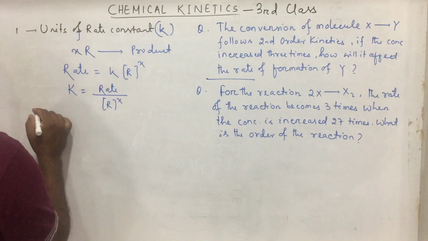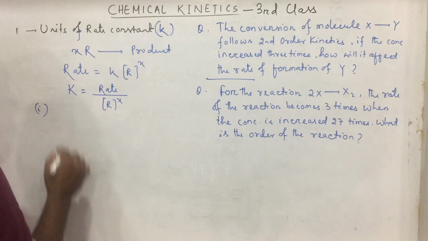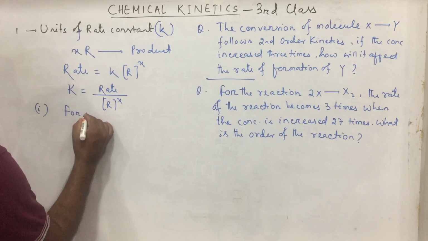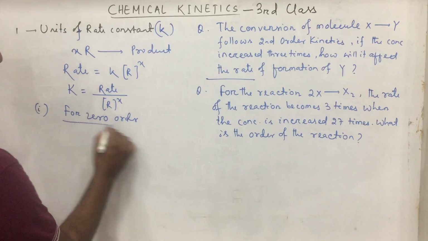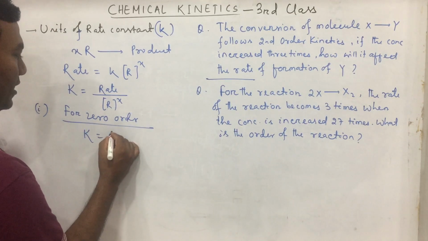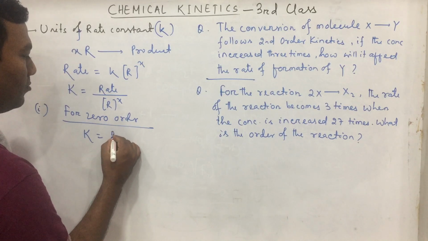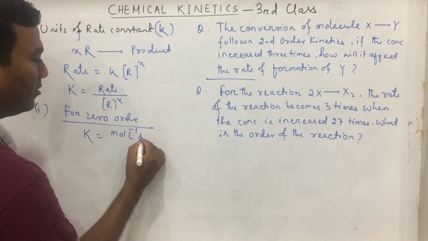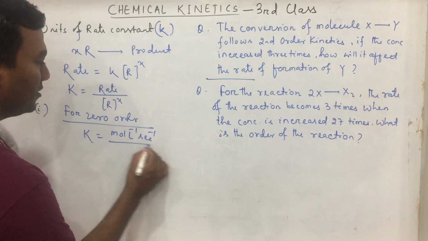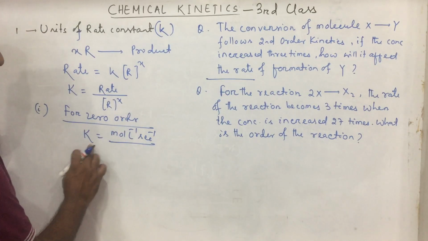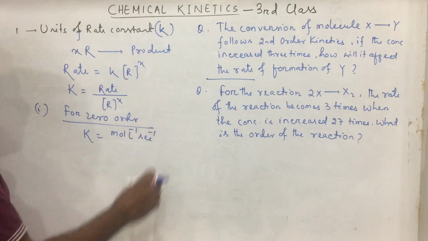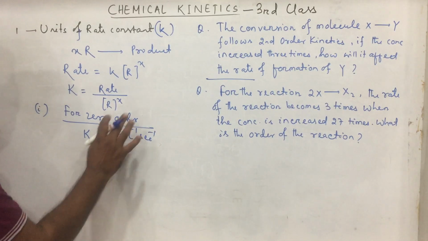So that's why the first case is for zero order. For zero order, we can write k equals rate unit, mole liter inverse second inverse, by R to the power 0. R to the power 0 is 1. So k is mole liter inverse second inverse. Clear? This is for zero order.